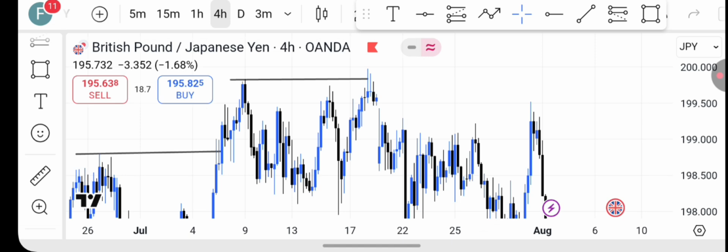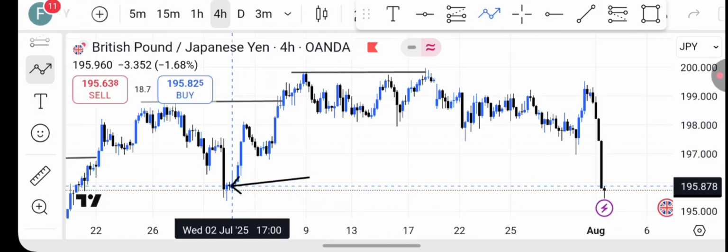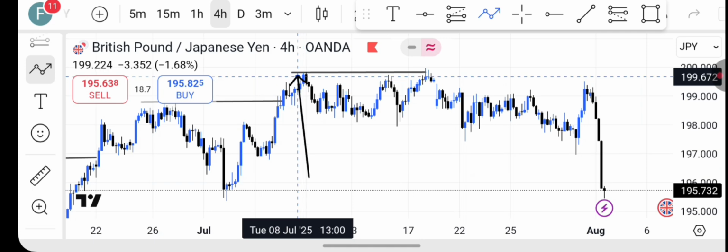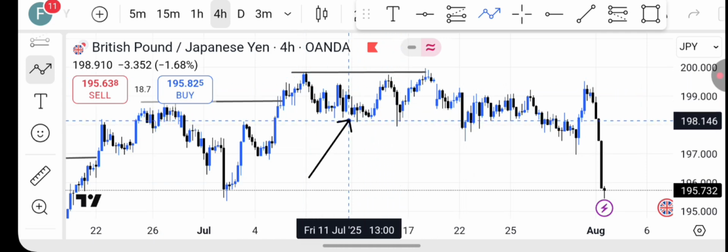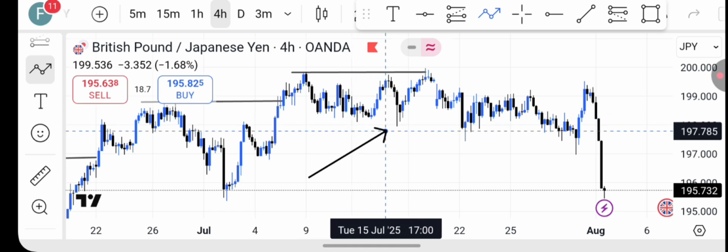Now, after that, what I noticed was that price went up from here all the way to this one to make a high. After this high, we had another low. Don't make the mistake of calling this a low. This is another low here, because this is lower than this. I'll explain that in another video.